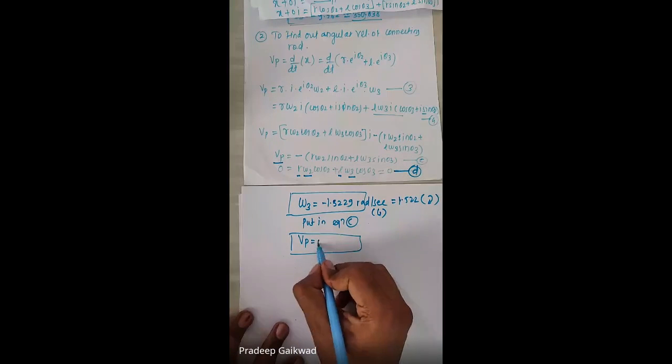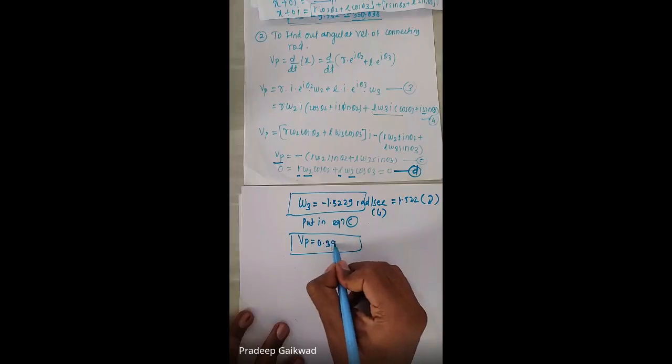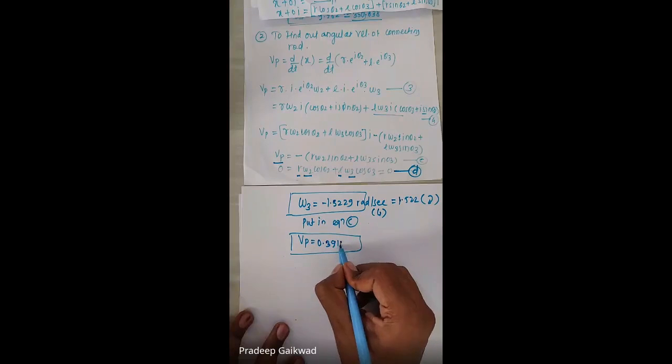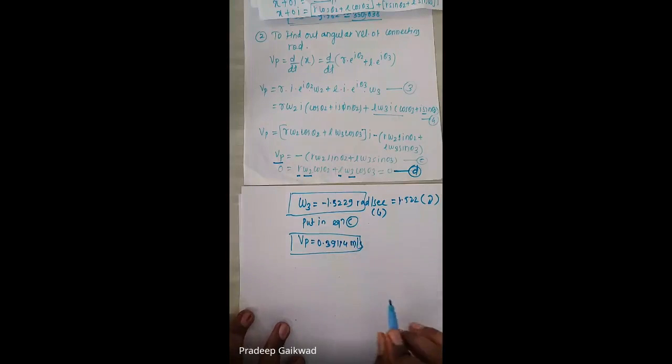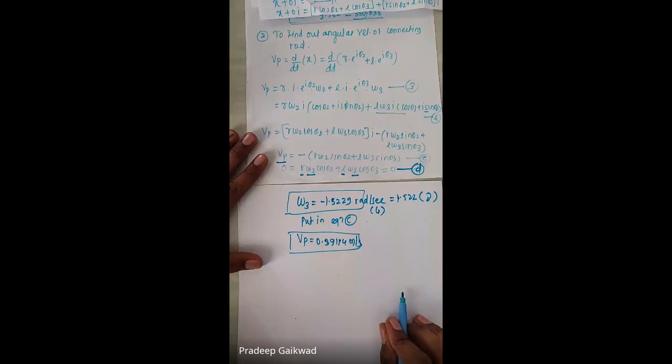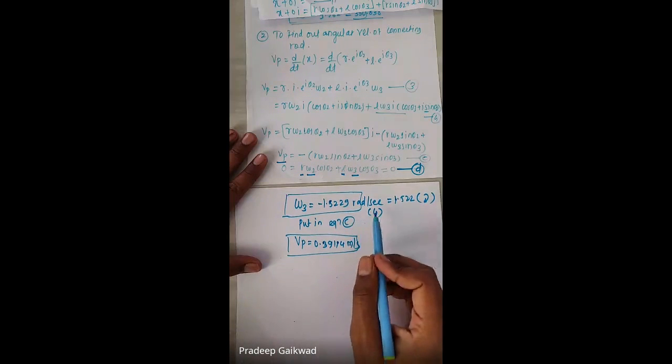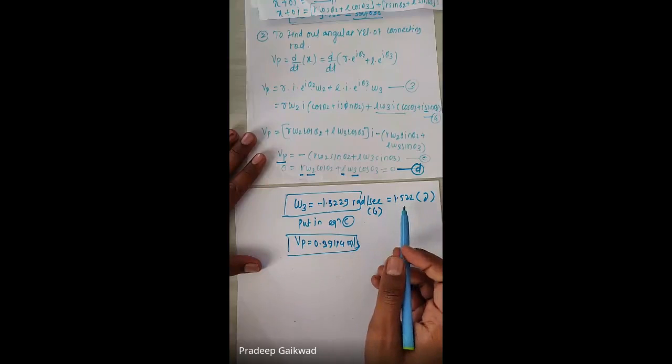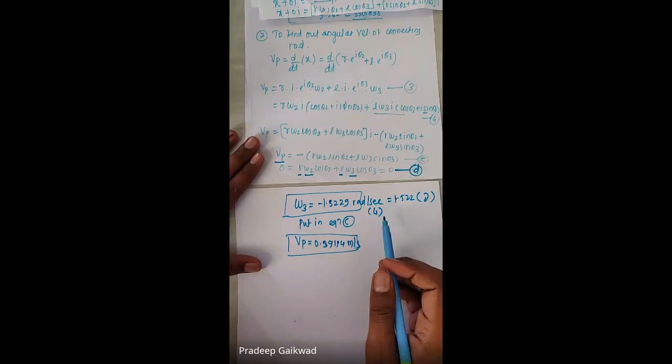And Vp is equal to 0.39114 meter per second. Like this you can solve. Minus 1.523, yes, it is right. But minus means it is anti-clockwise. If I write plus, it will be clockwise. You are right. Sagar, Mrunal, both of you are right.